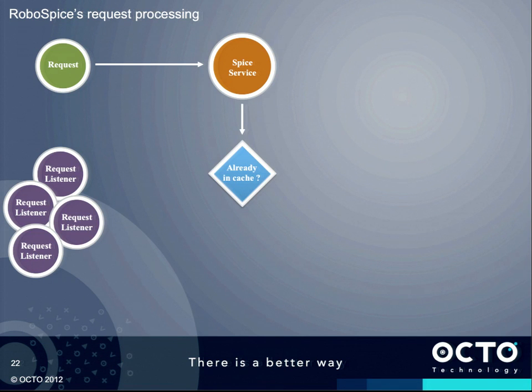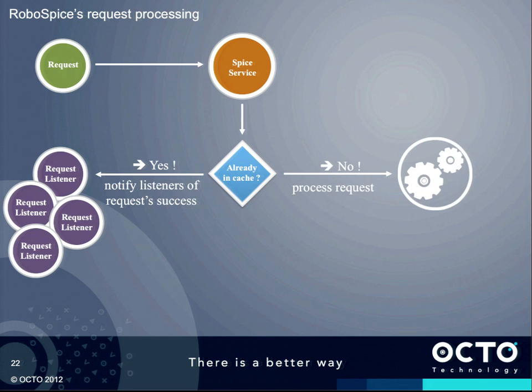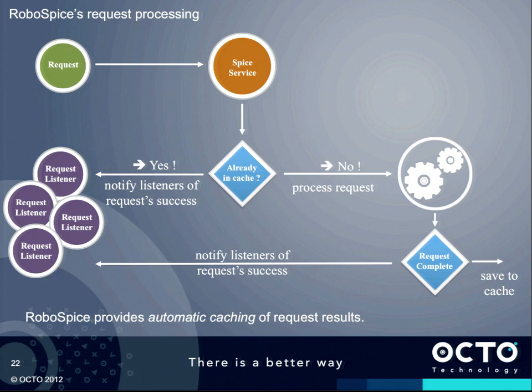So when you make a request to a Spice service, the first thing that RoboSpice does is ask, is this object already in my cache? And if yes, it will notify the listeners of the request success and pass the object back. If not, it goes ahead and processes the request. And then when the request is complete, it saves it to the cache and notifies listeners. And so it goes through this cycle every time that you make a request.